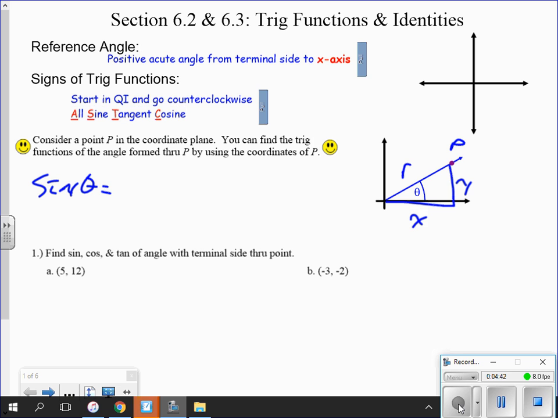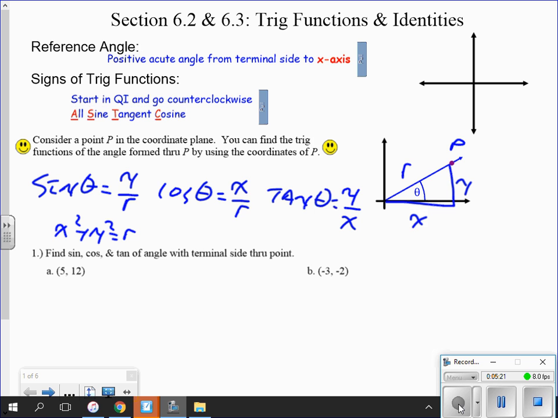Okay. So the sine of theta would be y over r. The cosine of theta would be x over r. And the tangent of theta would be y over x. So if we have an XY coordinate on the side of that angle, we can find the sine, cosine, and tangent for that angle using that XY coordinate. And then once again, how do we find r? x squared plus y squared equals r squared.